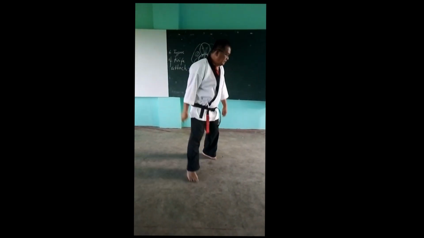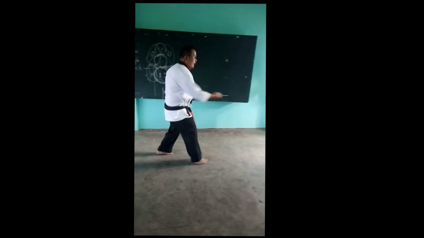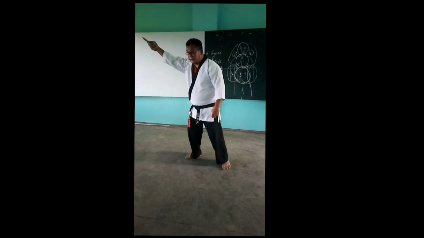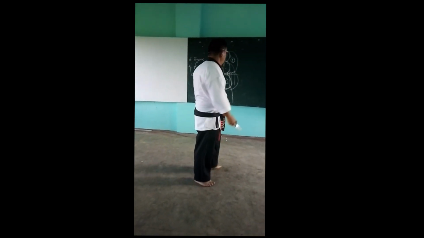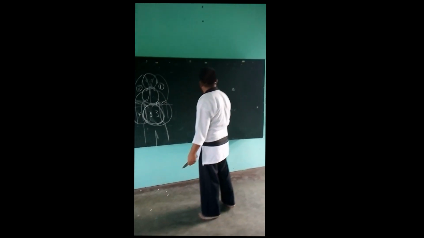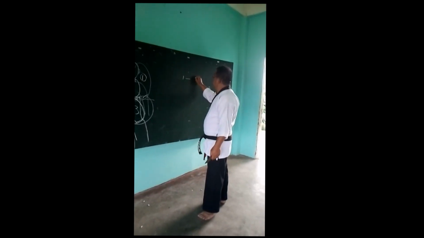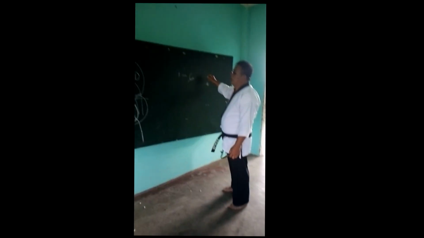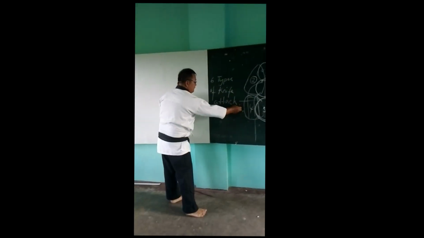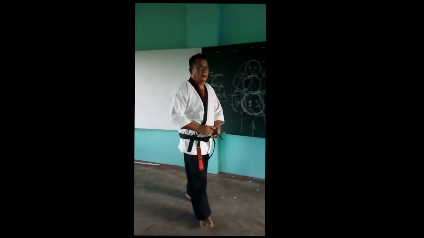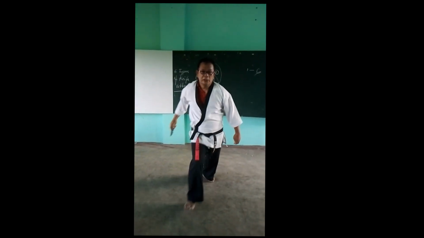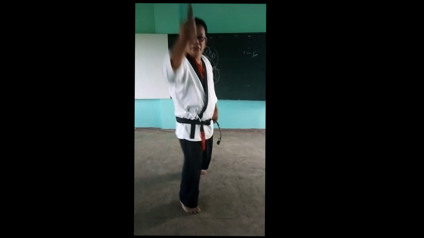5, 6. The same. 5, 6. This side. So the combination of knife attack from 1 to 6. We have 6 types of knife attack. Okay. We share this one. 1, 2, 3, 4, 5, 6.